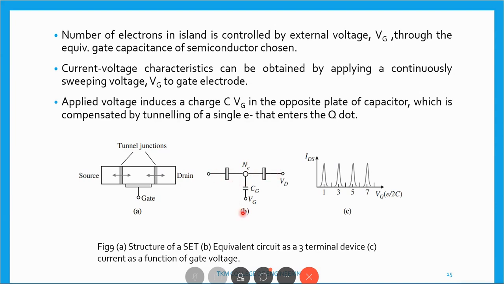So when you apply a voltage, it will induce a charge, because there is no tunneling occurring here. This is the path in which tunneling is occurring: source to quantum dot and quantum dot to drain. But there is no tunneling occurring here. You're applying a voltage so that it will induce a charge, and to compensate the charge, once the Coulomb blockade conditions which we have already discussed are met, the electron tunnels from the source to the quantum dot and from the quantum dot to the drain, and then we say that there is a current flow.